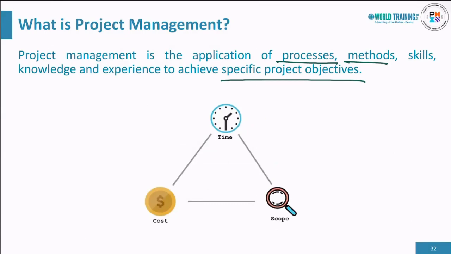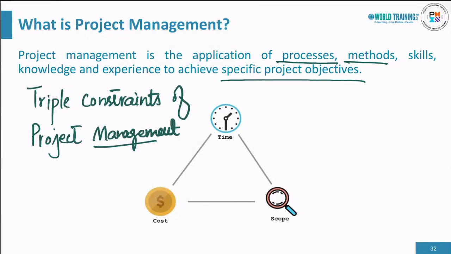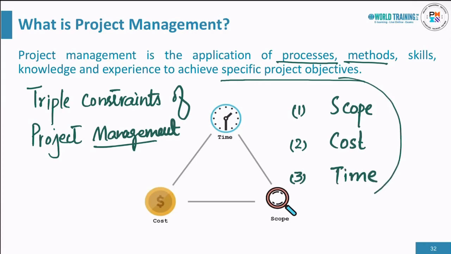Project objectives are mentioned in the form of a triangle, which is called the triple constraints of project management. These triple constraints, first is project scope, or the work that you need to perform. Second, project budget or cost. And third, project schedule or time. So these are the triple constraints which should be met in order to consider a project successful.